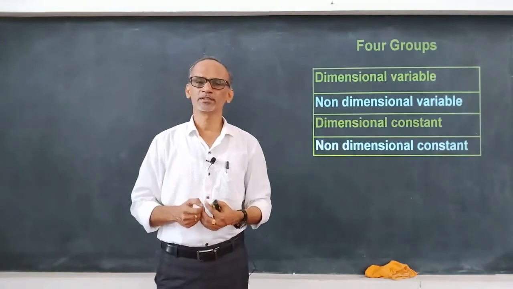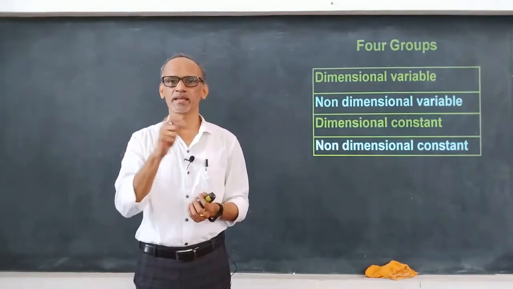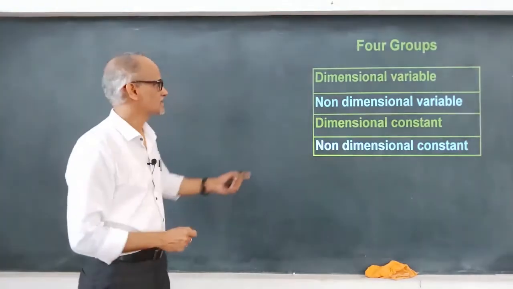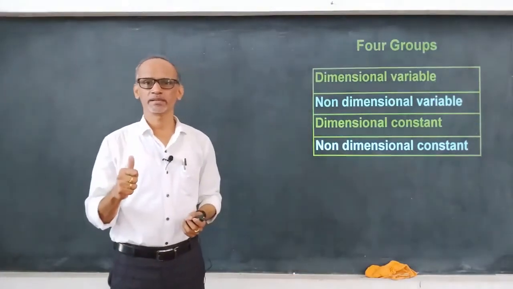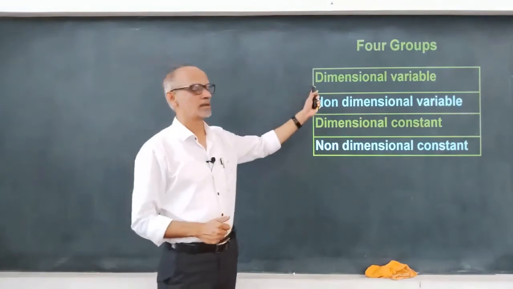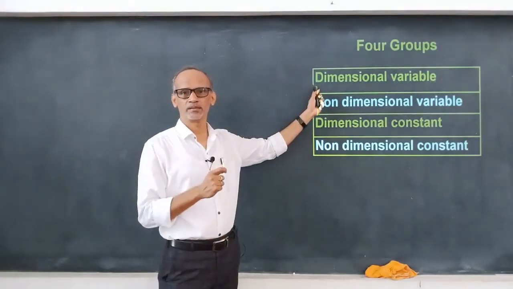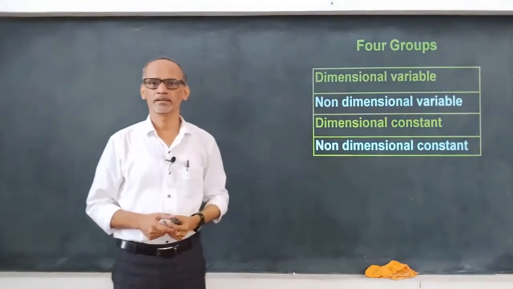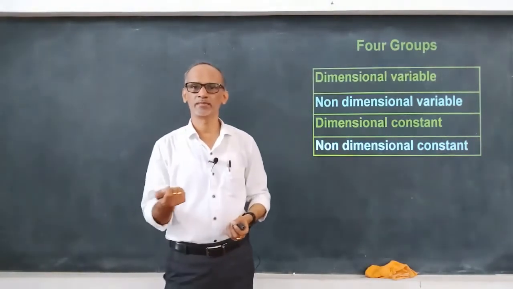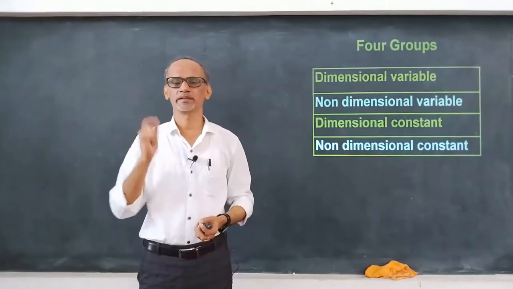Whether it has a dimension? Yes. What is the dimensional formula of mass? M. So that's why mass becomes a dimensional variable. A quantity having a dimensional formula that varies is called a dimensional variable. Clear? Any physical quantity which is a variable having a dimensional formula is called a dimensional variable.